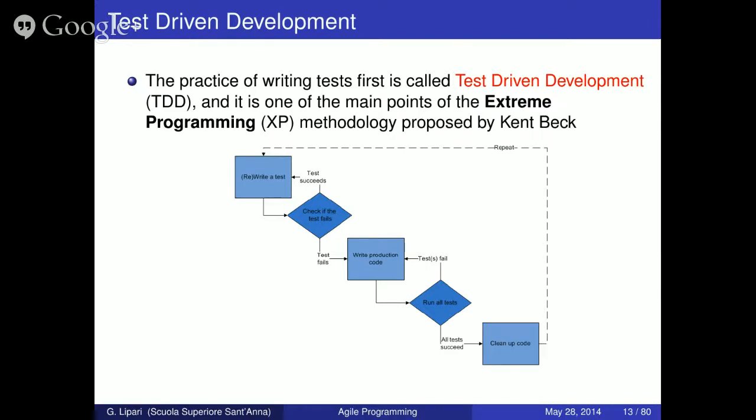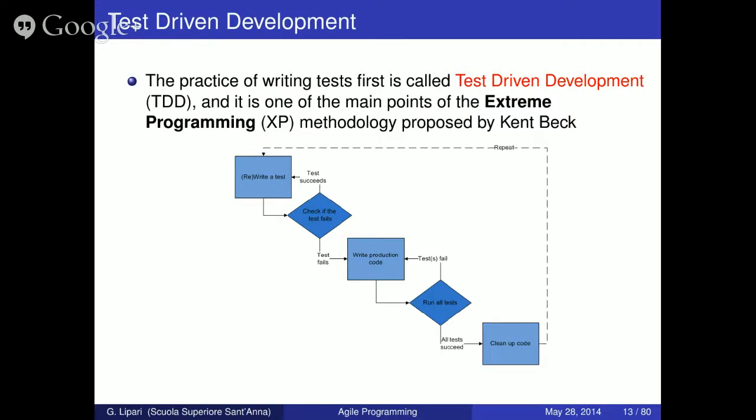So all these ideas have been put together into one methodology, which is called test-driven development. And this methodology has been one of the main points of the extreme programming methodology proposed by Kent Beck. So this researcher, Kent Beck, proposed many years ago extreme programming as a way to revolutionize the way of writing code in the software industry. So what is test-driven development?